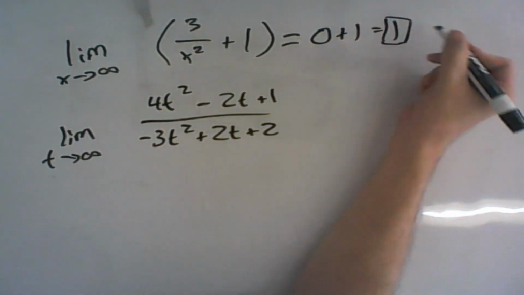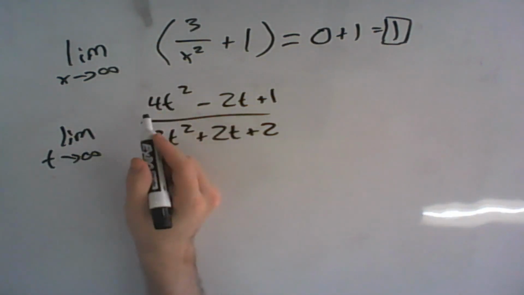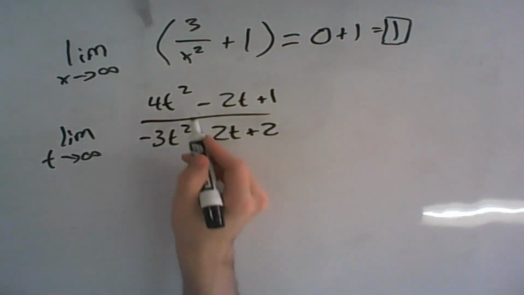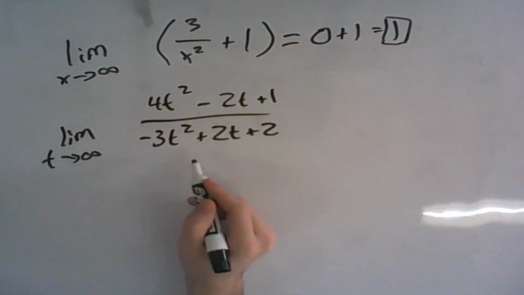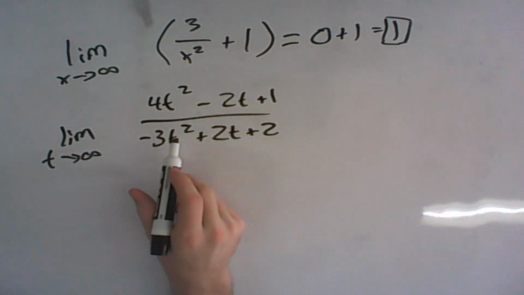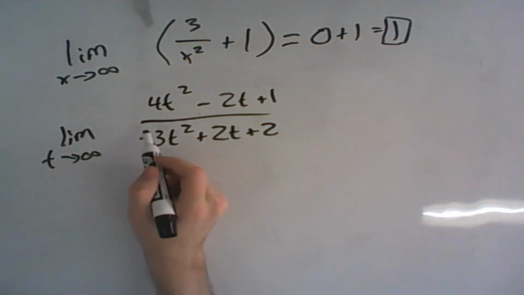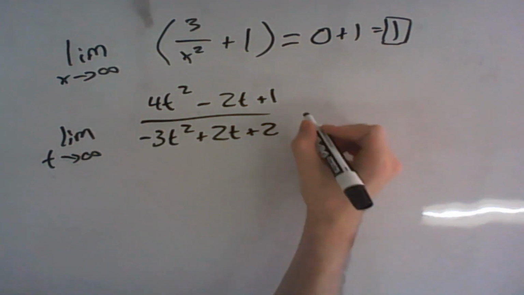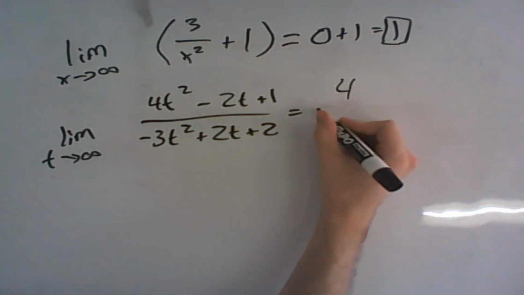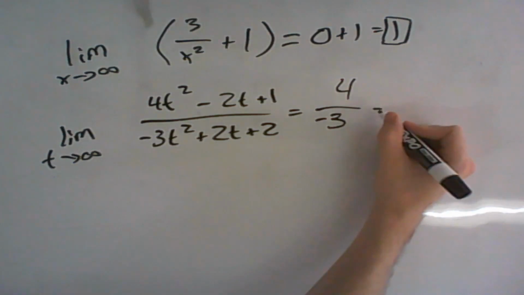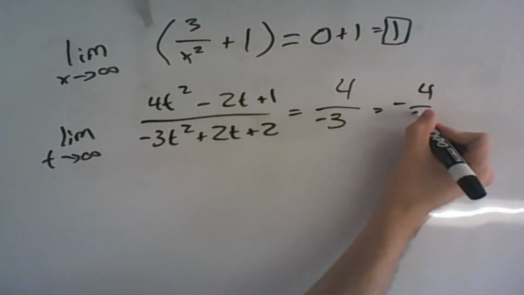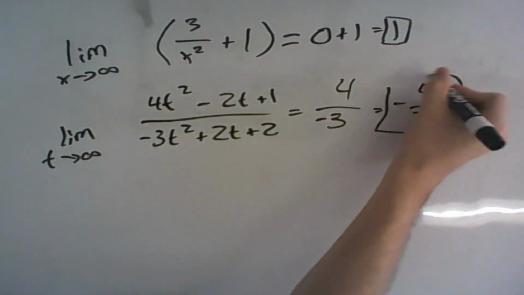So straightforward. And this one, if you notice, we have two of the same powers on top and bottom. And so as we experience, you look at the coefficients. So the coefficients of these two, you have 4 on top and negative 3 on bottom, or negative 4 over 3. And that would be our limit.